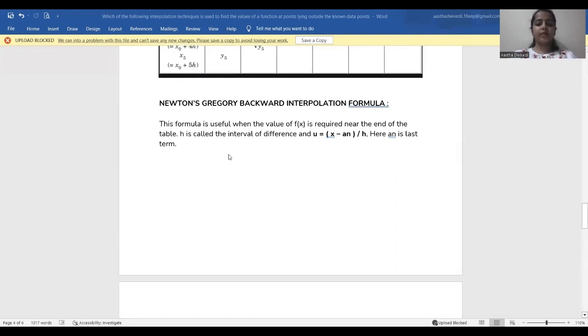Newton's backward interpolation formula. This formula is useful when the value of the function is required near the end of the table. h is called the interval difference and u equals (x minus an) divided by h. Here an is the last term. This means that Newton's backward interpolation is used when we have to find a value that is near the end of the range. So we use this formula. u equals x minus the last term of the range, divided by the interval difference h.